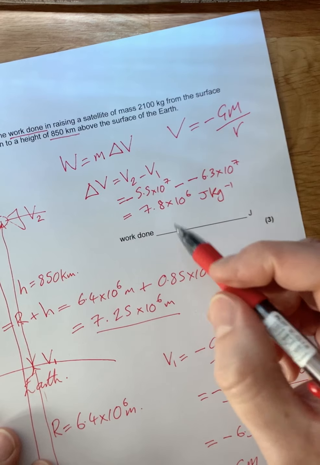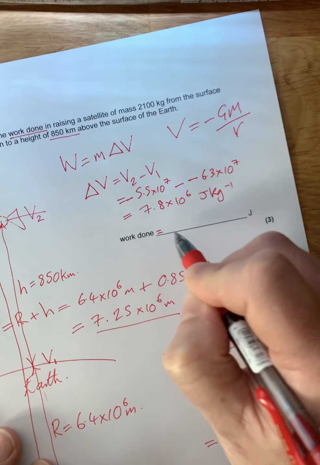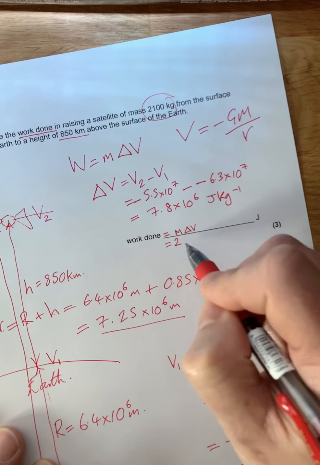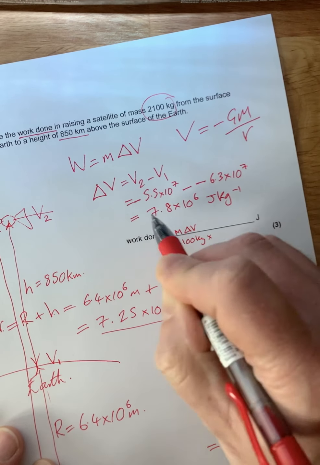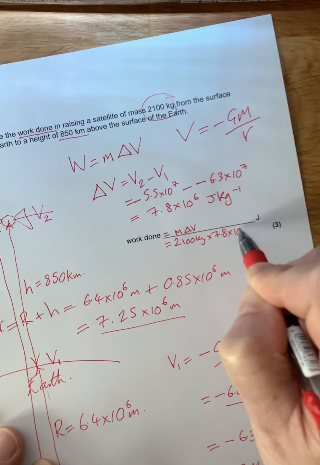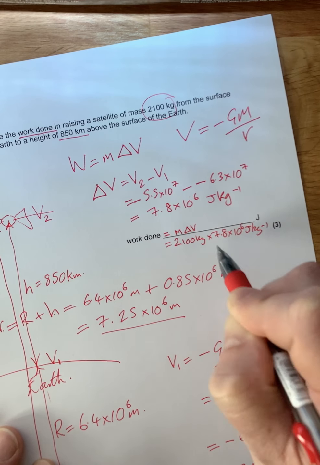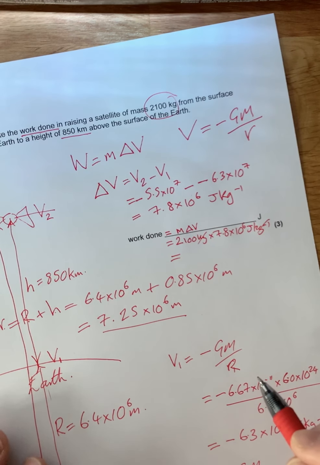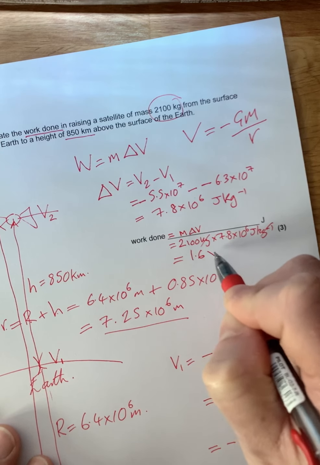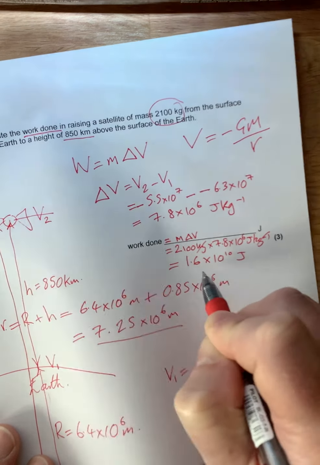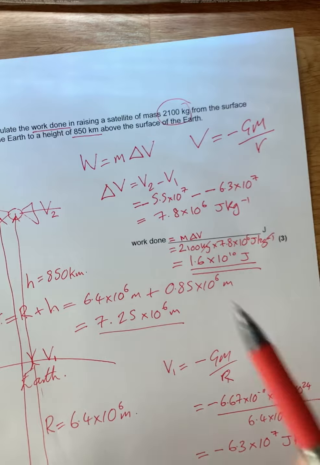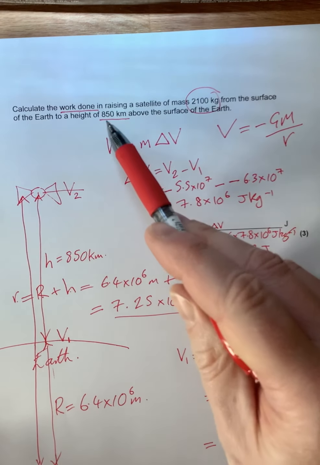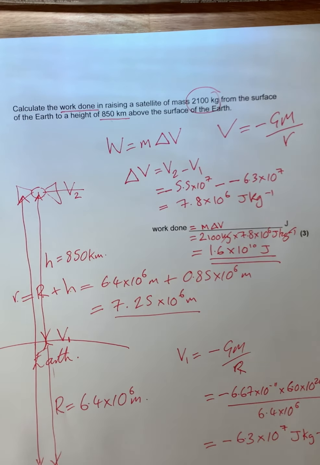And then finally, what we're going to do is work done is equal to mass times potential difference. The mass of the satellite was 2,100 kilograms. We're going to multiply that by 7.8 times 10 to the 6 joules per kilogram. So the kilograms are going to cancel to give an energy in joules, which is what it's wanting. And that comes out as 1.6 times 10 to the power 10 joules. So that is the amount of work done in raising the satellite to this height above the surface of the Earth.